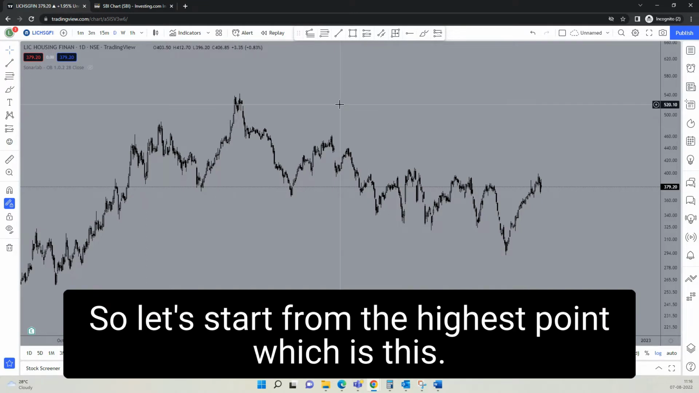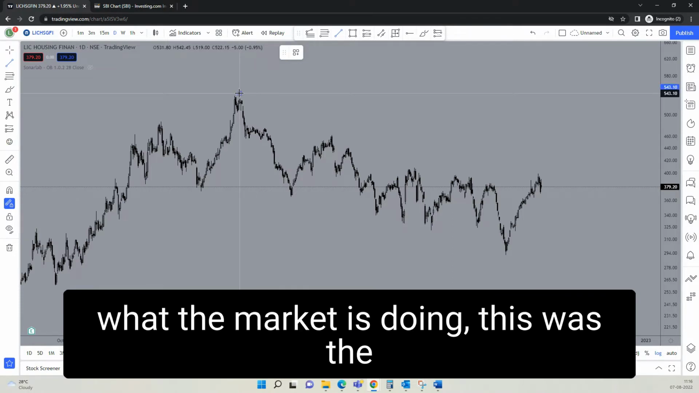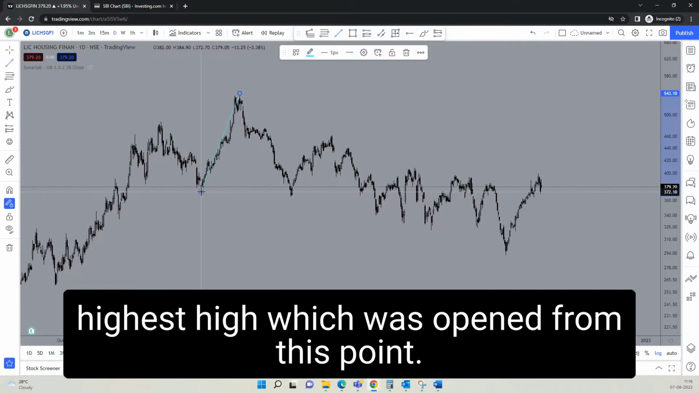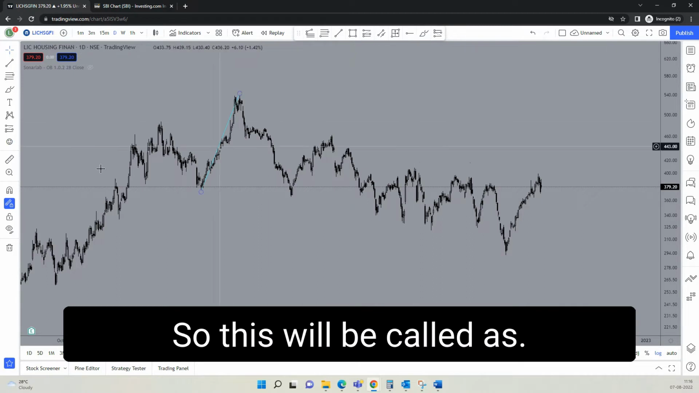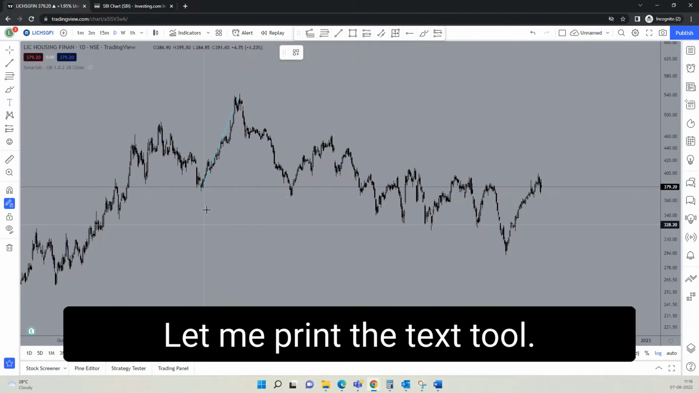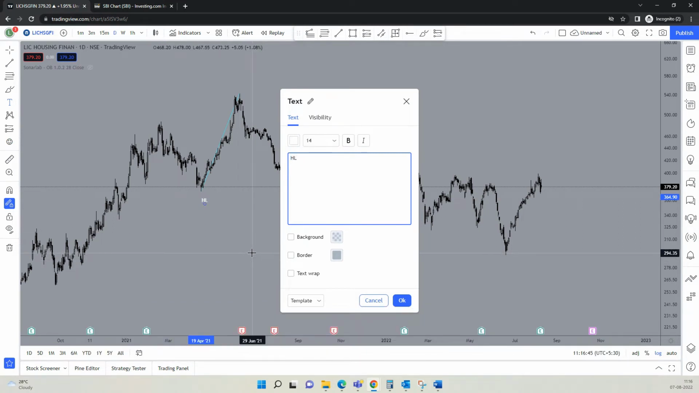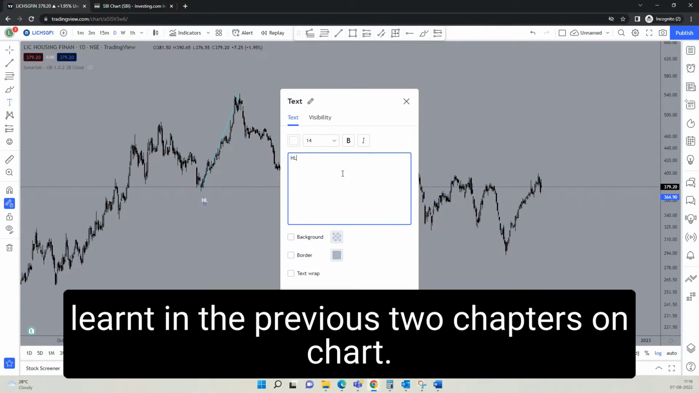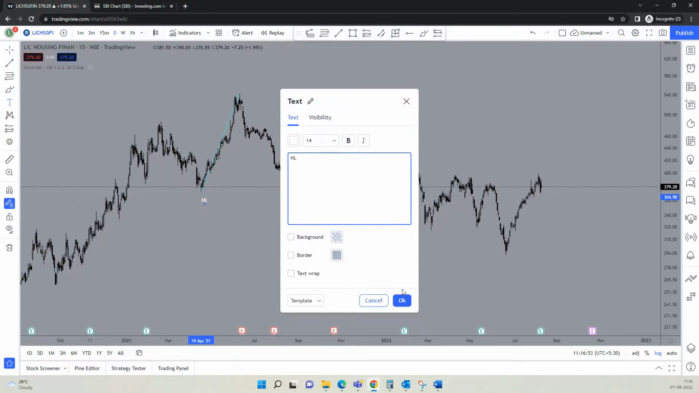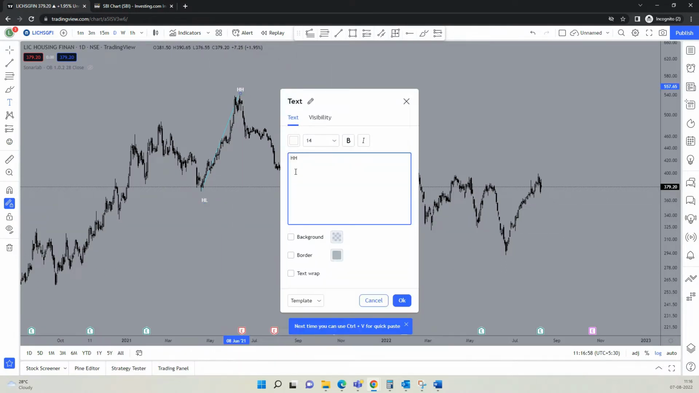So let's start from the highest point, which is this. If we see what the market is doing, this was the highest high, which was opened from this point. So this will be called, let me pick the text tool, this will be called a higher low. We are applying the same concepts which we learned in the previous two chapters on the chart. Okay, so here we can see it has made a higher high.